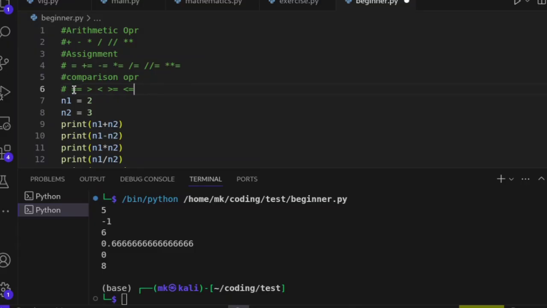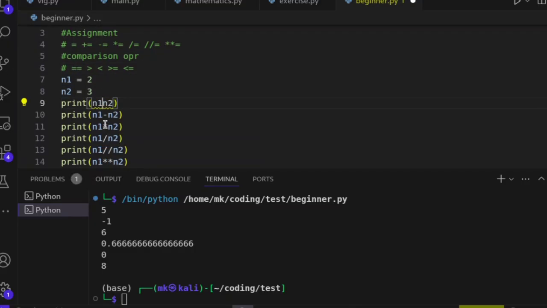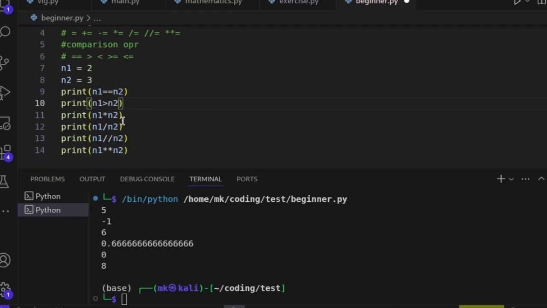So what it means is that if I want to ask my computer, does n1 equal n2? I'm just asking, what I have inside n1, is it equal to what I have inside n2? If they are equal, I'm going to see true. If not, I'm going to see false. Then the other operator, which is greater than, I'm asking what I have inside n1, is it greater than what I have inside n2? If yes, I'm going to see an output of true.